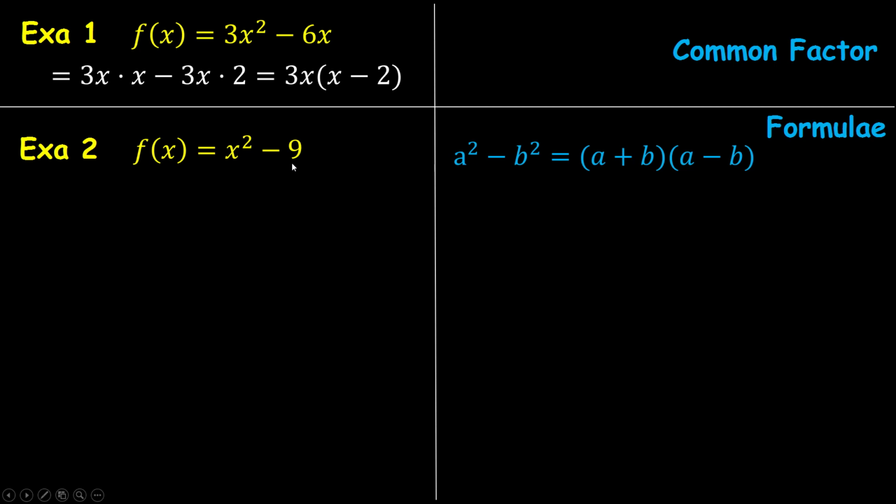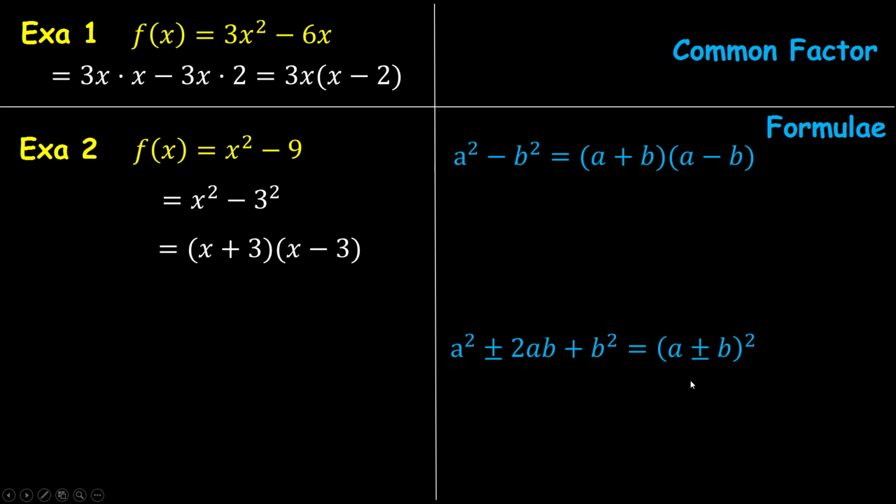Let's look at this example here, x squared minus 9. So 9 is equal to 3 squared, so you write this as x squared minus 3 squared. And now you can apply the formula where a is x and b is 3 here. Therefore, by the formula, it's a plus b, which is x plus 3, and then a minus b, which is x minus 3.